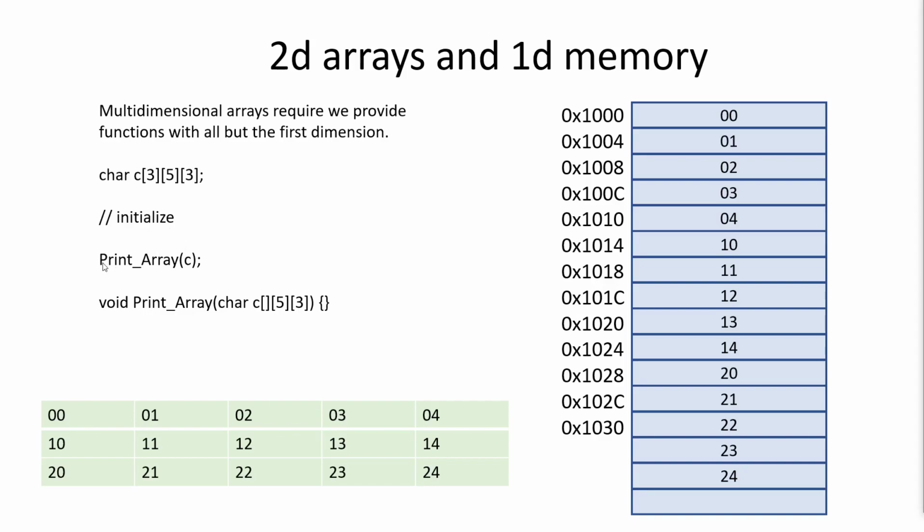If I initialize that and then call my print array function, I need to know these last 2. I need to know there are 5 rows and 3 characters per element. And then this one is optional. If I put it in, if I put the 3 there, it's totally fine. The compiler will not complain. If I leave it out, also fine.